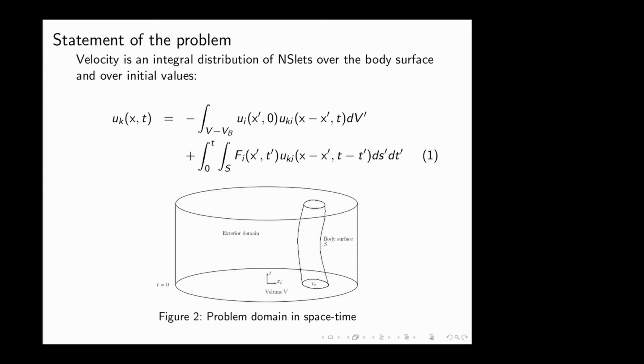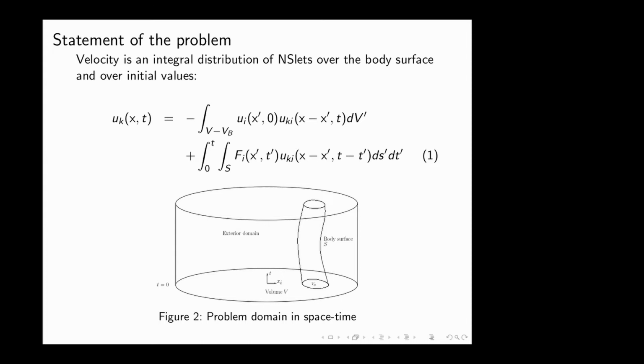Okay, so what we're saying here is the velocity can be represented by an integral distribution of these Green's functions. So in a sense, the velocity has been linearized here because it's represented by that integral distribution. And that goes over a volume V minus VB, where the body itself is within a volume VB and has a surface S bounding it. And I'm looking at an exterior domain, but also I can look at the interior domain.